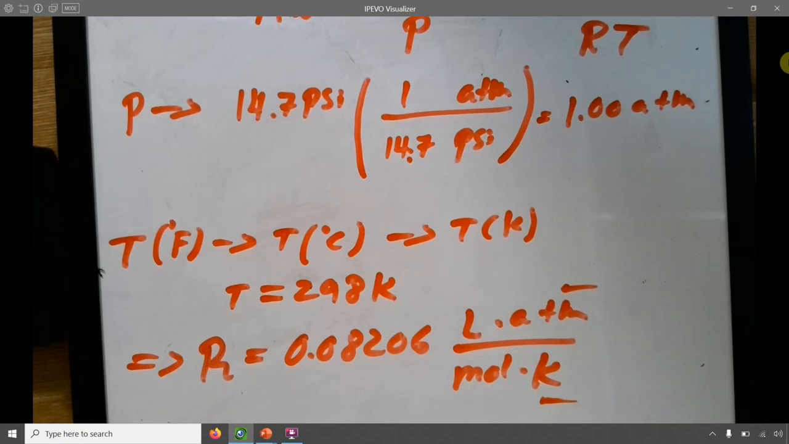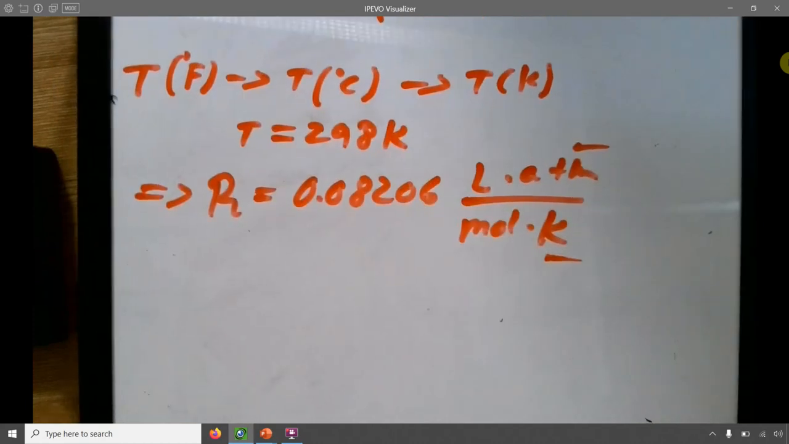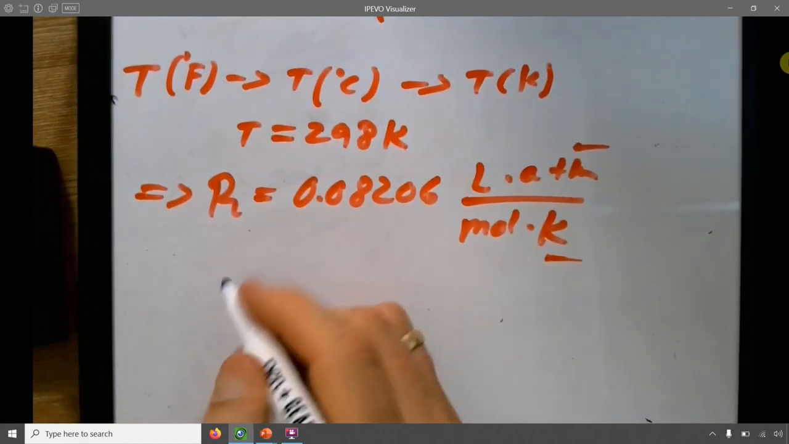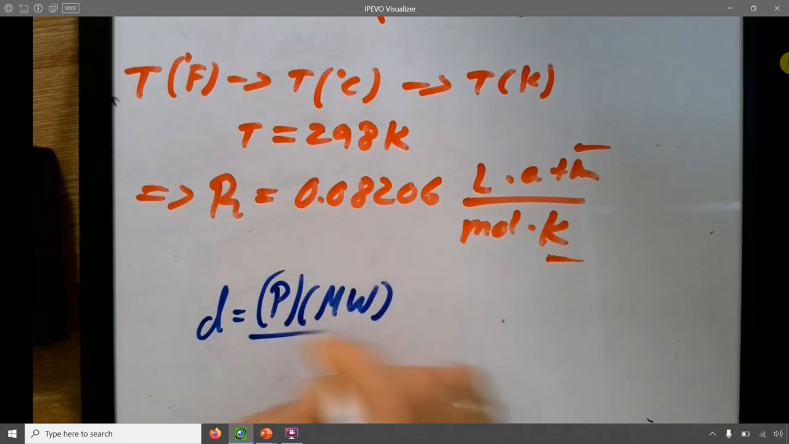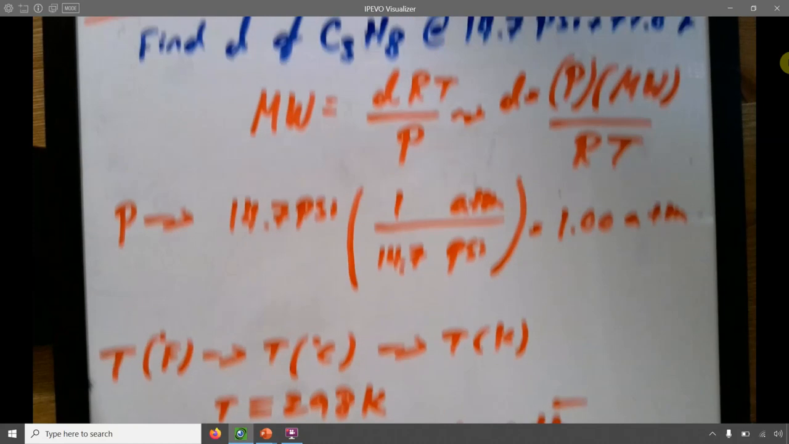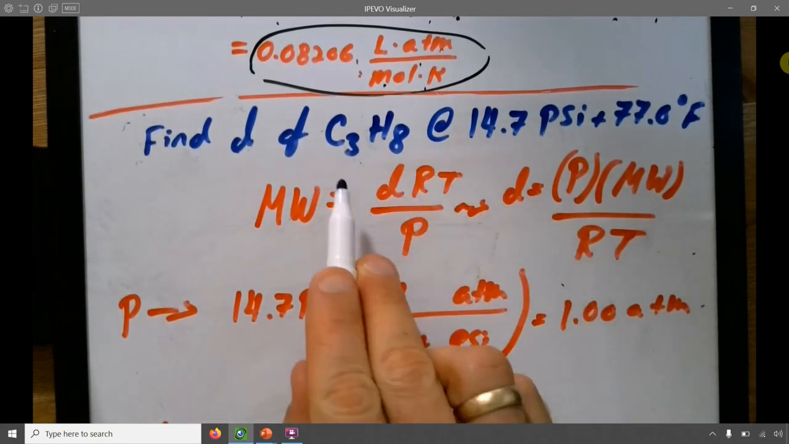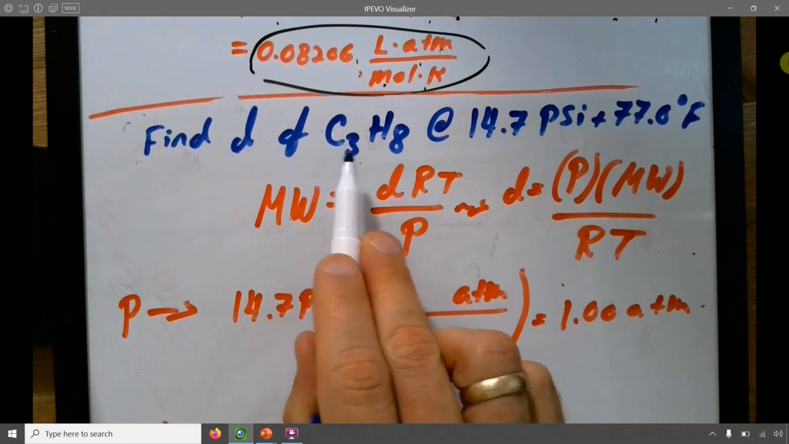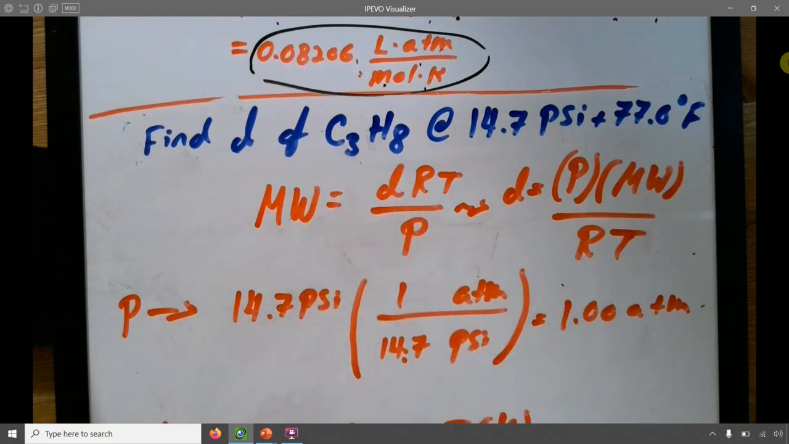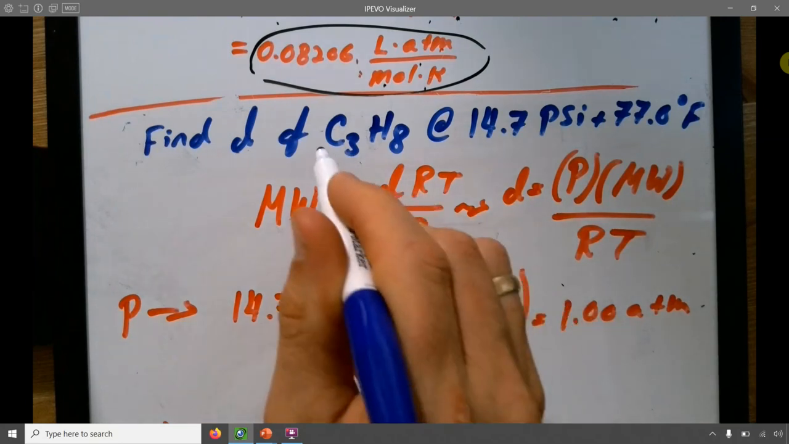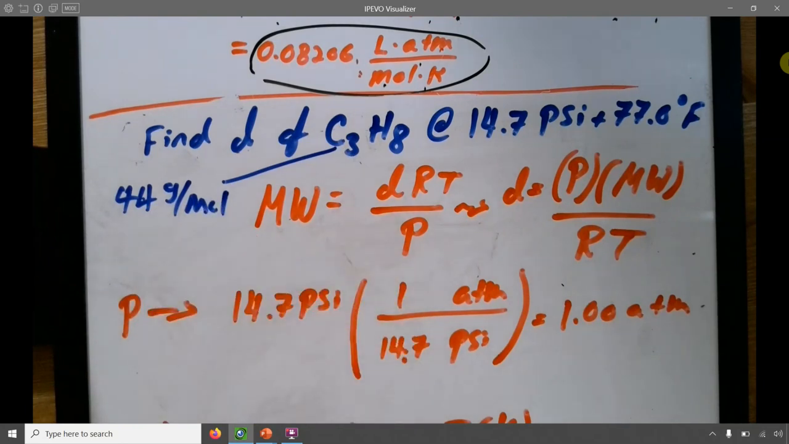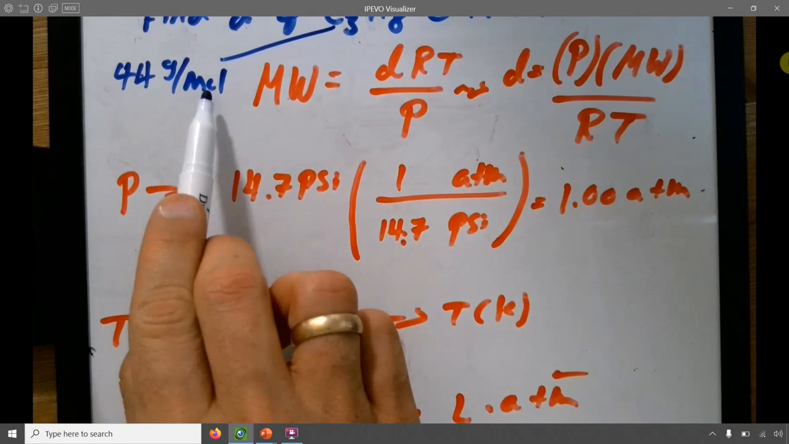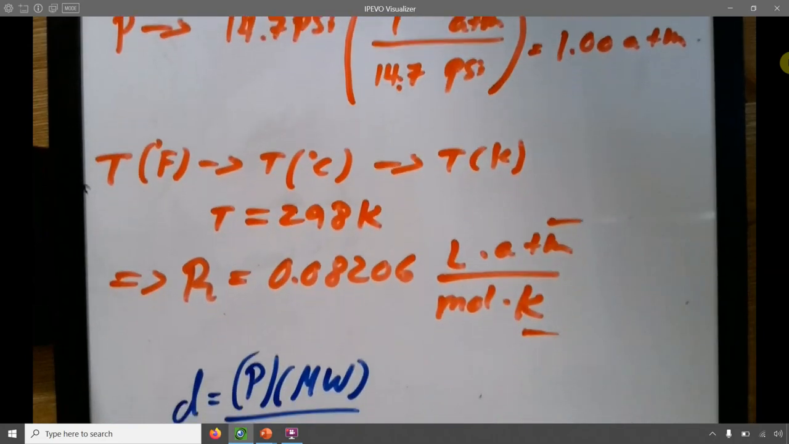So again, let's try to use that equation at the top. You will notice I am missing something. Density is equal to pressure times molecular weight over RT. I don't have the molecular weight. Well, we can use the periodic table. This thing here is C3H8. C is 12, H is 1. If you add them all together, 12 times 3 is 36 plus 8, it's 44. So my molecular weight is going to be 44 grams per mole. Right away you can see that my R is compatible with it. It's in moles, so my answer will be grams and liters.